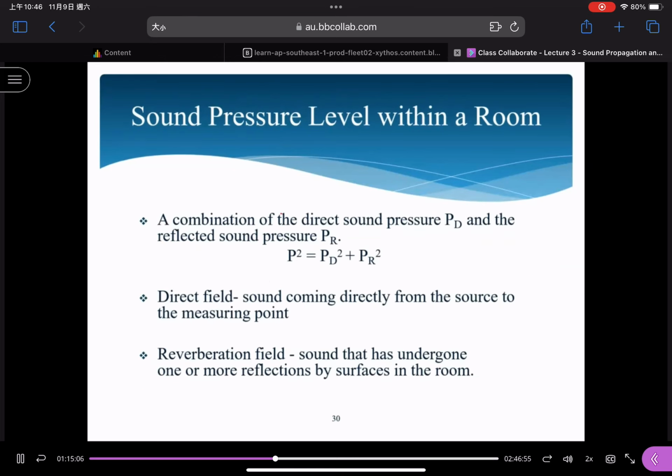For this one, sound pressure level within a room. I told you before, when we consider the effects of room acoustics, we need to cater for two parameters, the direct field and the reverberation field, correct? So that it could generate the total sound pressure. How to calculate, why can we state this one?